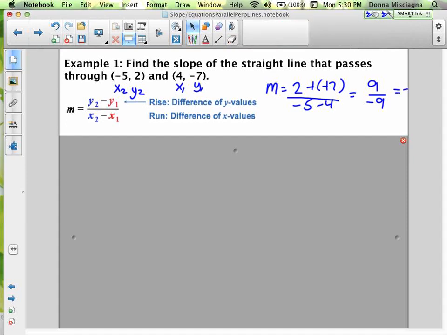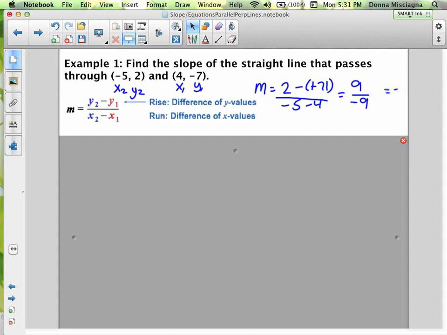Oops, and my -1 is right off the page. I'm just going to slowly move these over. There you go. There we go. So write that in your notes.